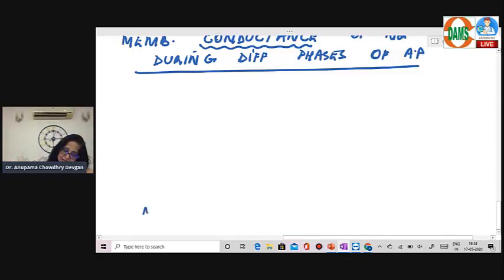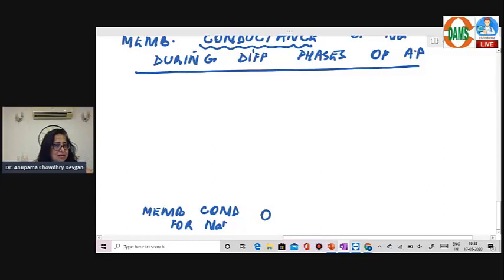Now, when I discuss the membrane conductance for sodium, the membrane conductance for sodium at rest is almost zero. We've discussed this a number of times. The membrane is impermeable to sodium, right? So membrane conductance for sodium at rest is almost zero, right?